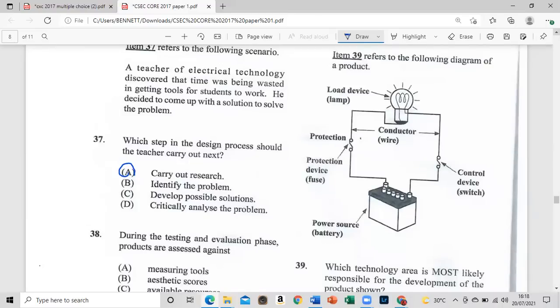39, items refer to the following diagram. So there we have the load, and this is the lamp, and this is the protection device or the fuse. You know, what does the fuse do, guys? And what does the switch do? What does the power source do? And how do we get this to light up?